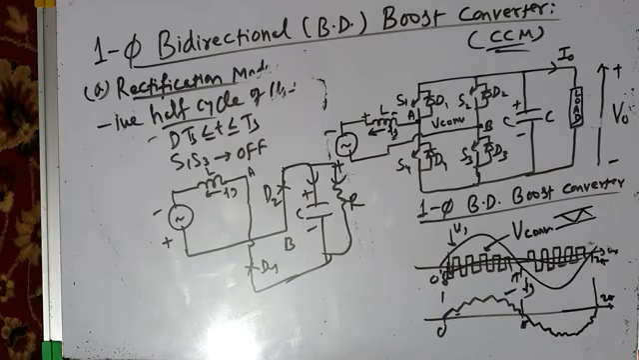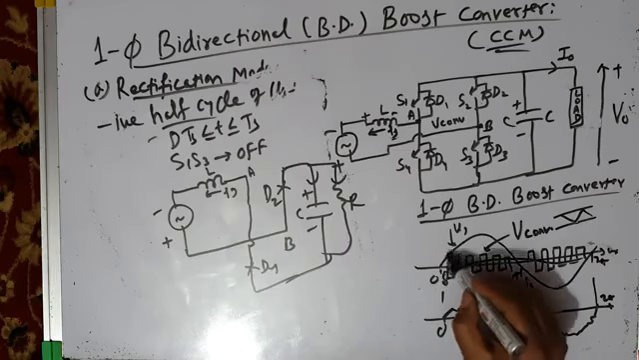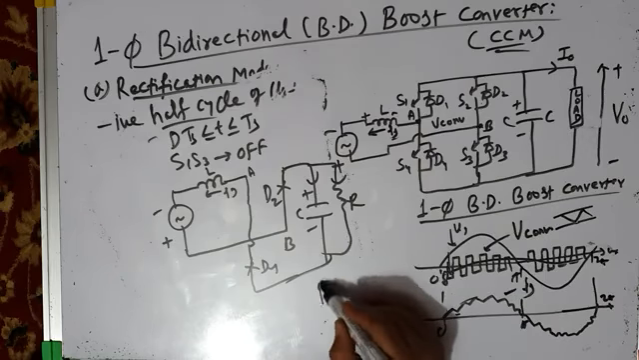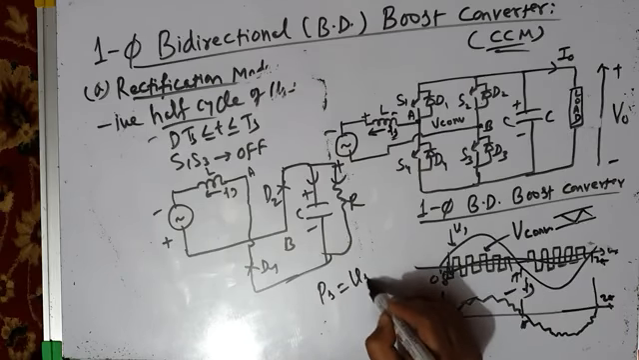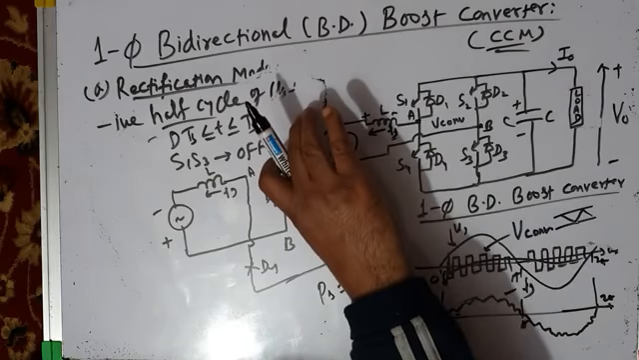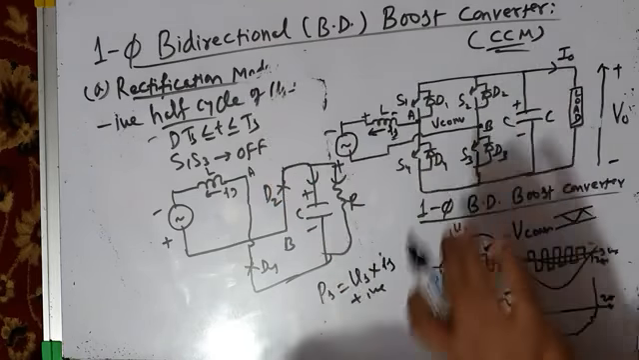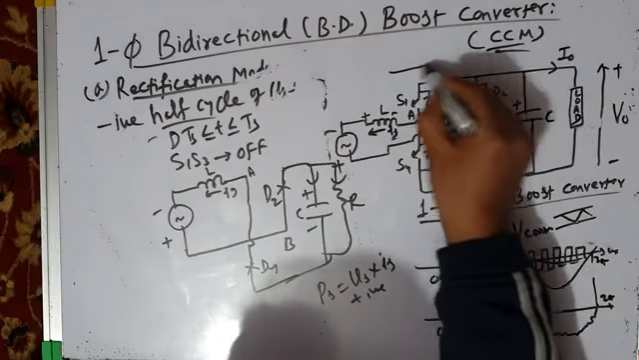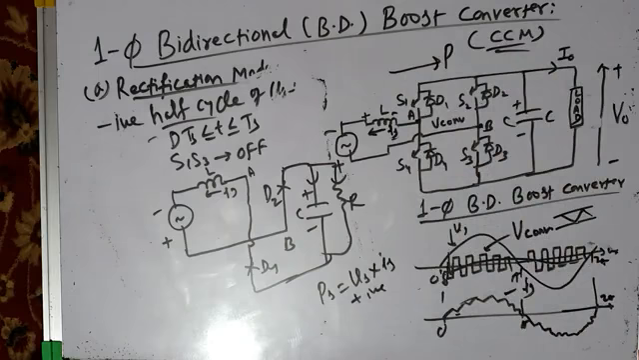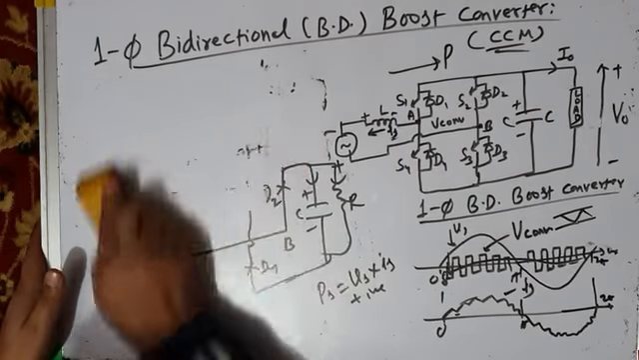Why is this rectification mode of operation? Because you can see source voltage is positive, source current is also positive. So source power, which is the product of source voltage and source current, is positive. Positive means there is flow of power from source to load. Source से load की तरफ power जा रहा है. Power is flowing in this direction from source to load. Let us see how we can achieve inversion mode of operation.